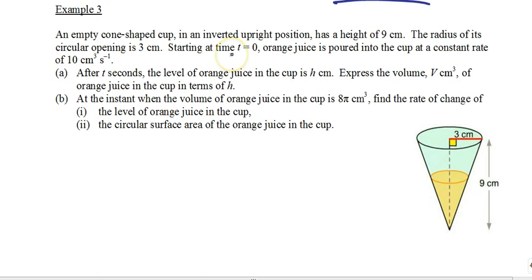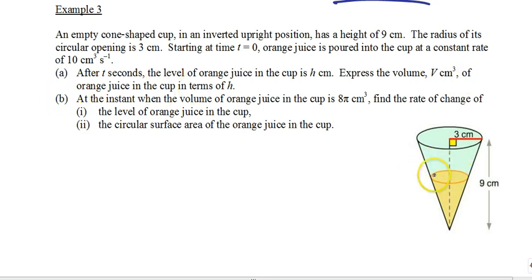And starting at t equals 0, orange juice is poured at a constant rate of 10 cm cubed per second. So this means that at t equals 0, the cup is originally empty, and slowly you pour 10 cm cubed of orange juice per second. So you find that the amount of orange juice will be increasing as time goes by. Now you're told that after t seconds, the level of orange juice in the cup is h cm. So express the volume V of the orange juice in terms of h.